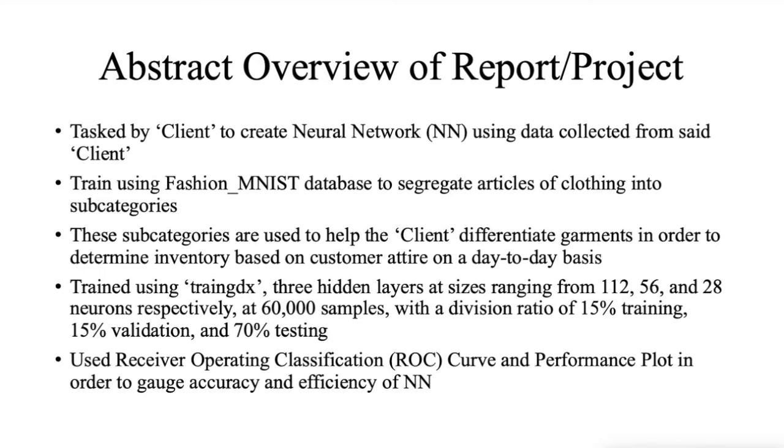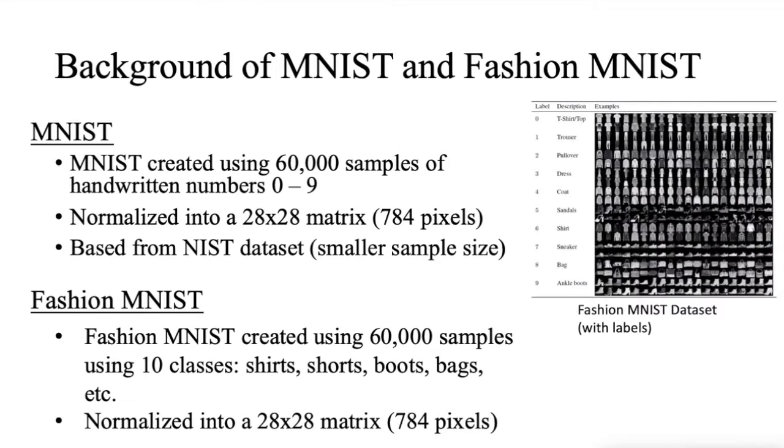the market for. This neural network was trained using a train GDX backpropagation technique, 3 hidden layer sizes ranging from 112 neurons, 56 neurons, and 28 neurons respectively at 60,000 samples with a division ratio of 15% training, 15% validation, and 70% testing. We also used a receiver operating classification curve and a performance plot in order to gauge the accuracy and efficiency of these neural networks.